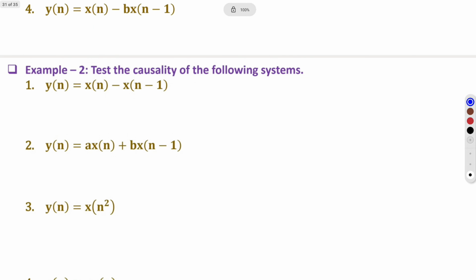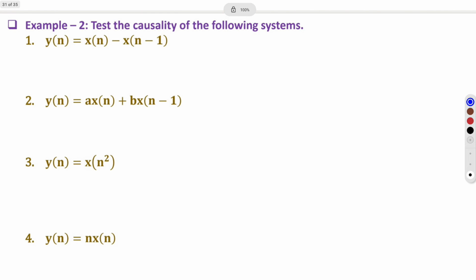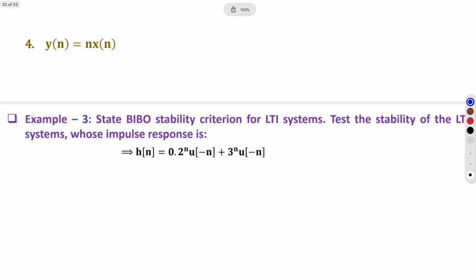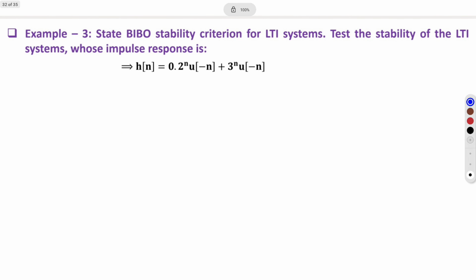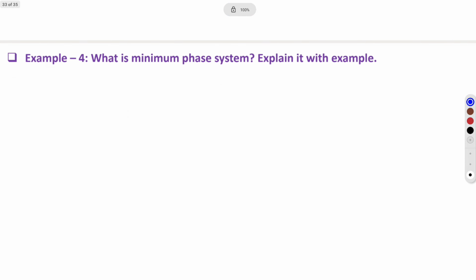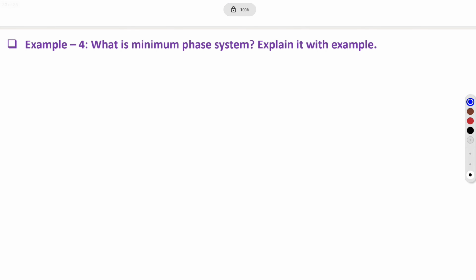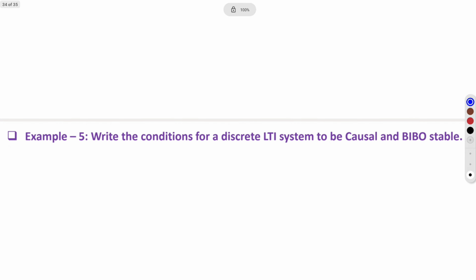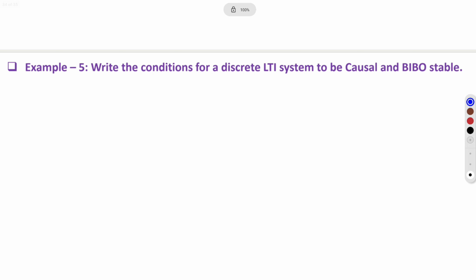This is question number 2. Freeze the video and try it on your own. This is question number 3. This is question number 4. Freeze the video and try it on your own. And this is the last problem of this video. I hope you might have tried all those questions.